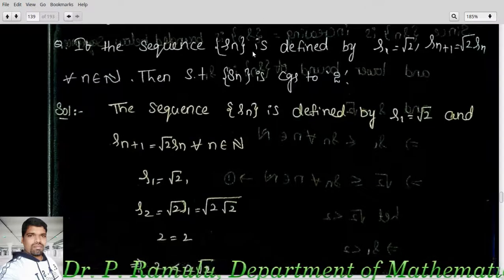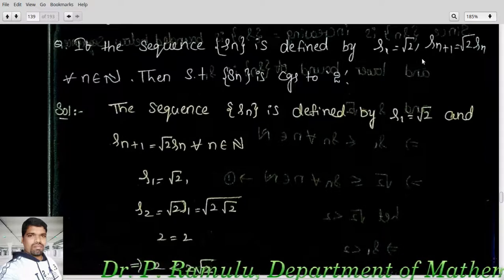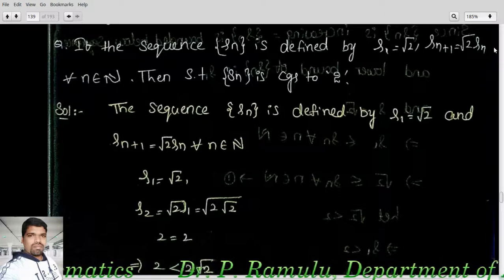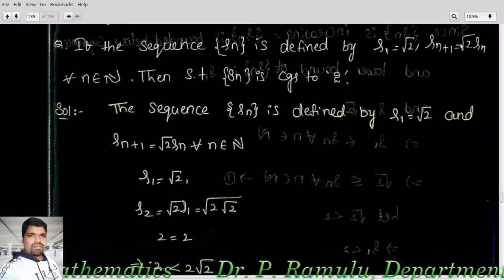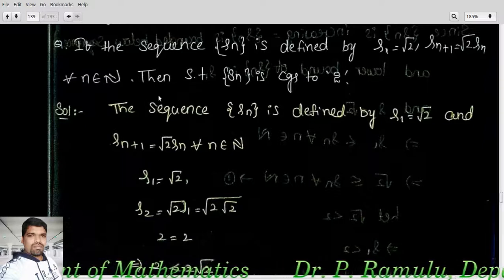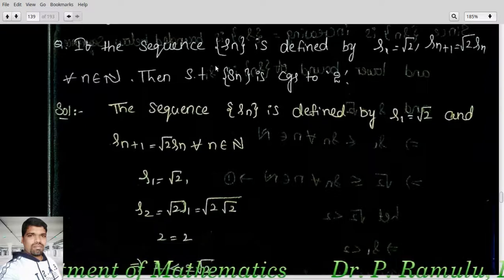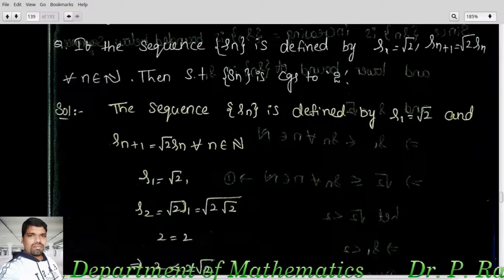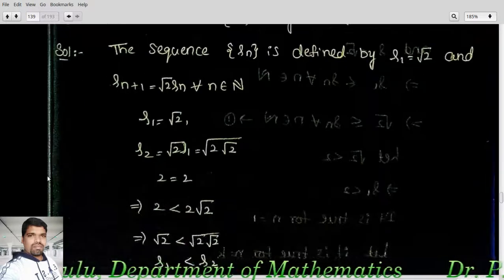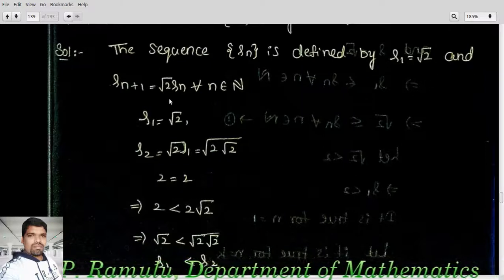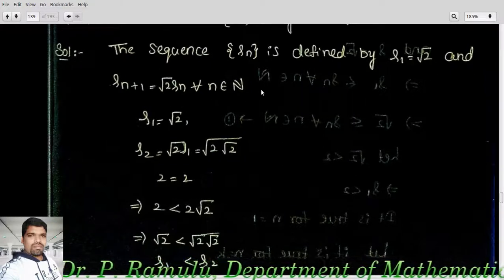If the sequence Sn is defined by S1 equal to root 2, Sn plus 1 equal to square root of 2 Sn for all n belongs to N, then show that Sn converges to 2. We have to show that Sn converges. The sequence Sn is defined by S1 equal to root 2 and Sn plus 1 equal to root of 2 Sn for all n belongs to N.